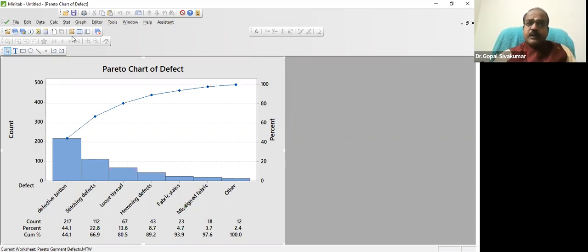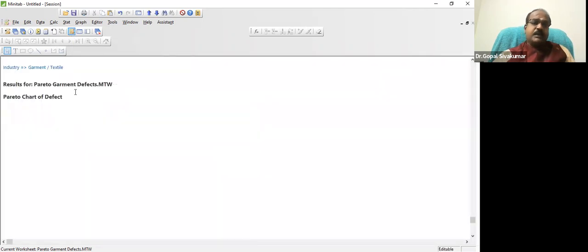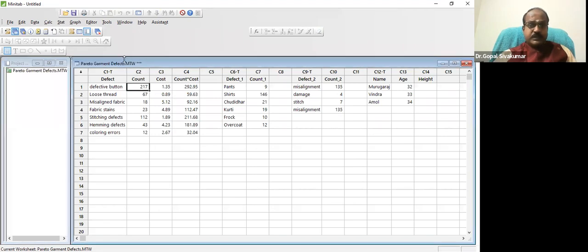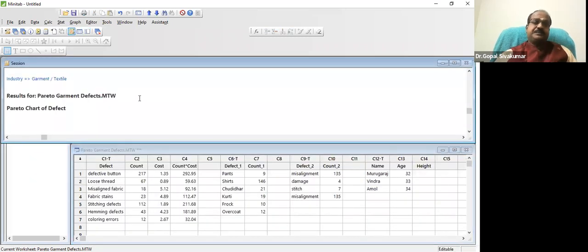Constructing a Pareto. Now, here there is this symbol. Please understand. This symbol represents session window. If I click here, I will come to the session window, right? If I click this, this is for worksheet. I can see the worksheet, right? So you can always minimize it so that you can see both. All right. Now coming here.